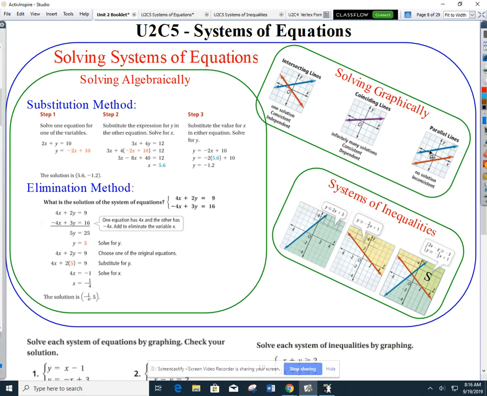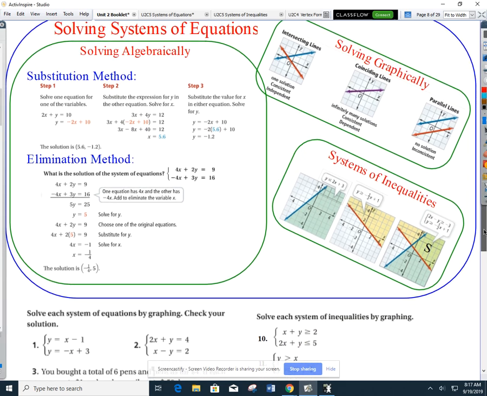Solving graphically, if you recall, you can have two lines that intersect and they have one solution. You could have two lines that coincide, they're one on top of the other, and then you have an infinite number of solutions. Every point is the same. And then you have parallel lines that give you no solution.